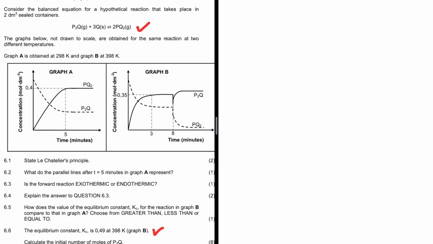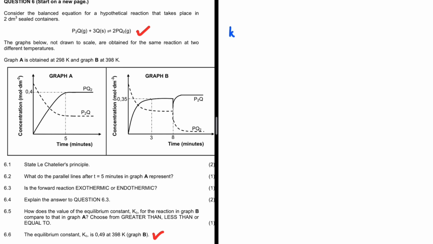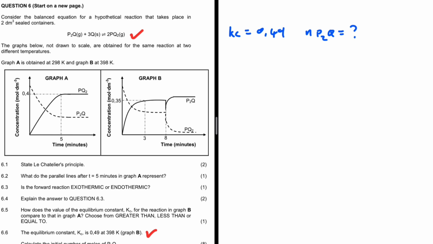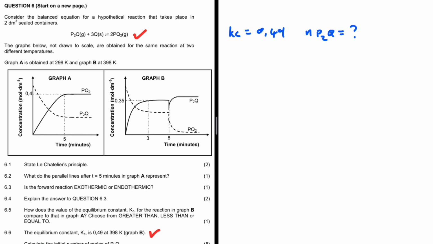Let me just jot down the Kc. The Kc is equal to 0.49. We're interested in the initial number of moles of P2Q. This is what we are looking for, and the information we have is these 2 graphs. So graph A is at 298 kelvins and graph B is at 398 kelvins. So we are supposed to use these 2 graphs in order to find the initial number of moles of P2Q.